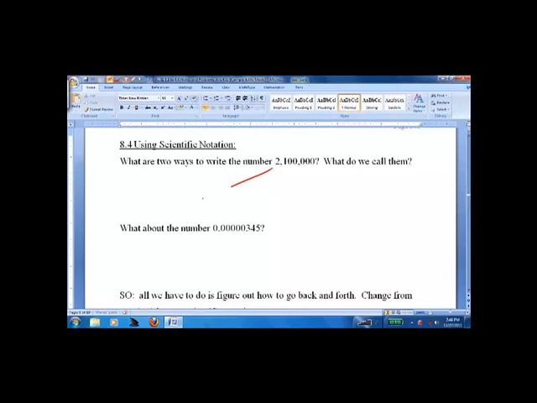2,100,000, and that's actually written in what we call standard form. The other way to write it is 2.1. We have to go 1, 2, 3, 4, 5, 6 spaces to the left. 2.1 times 10 to the 6th. And that is called scientific notation.